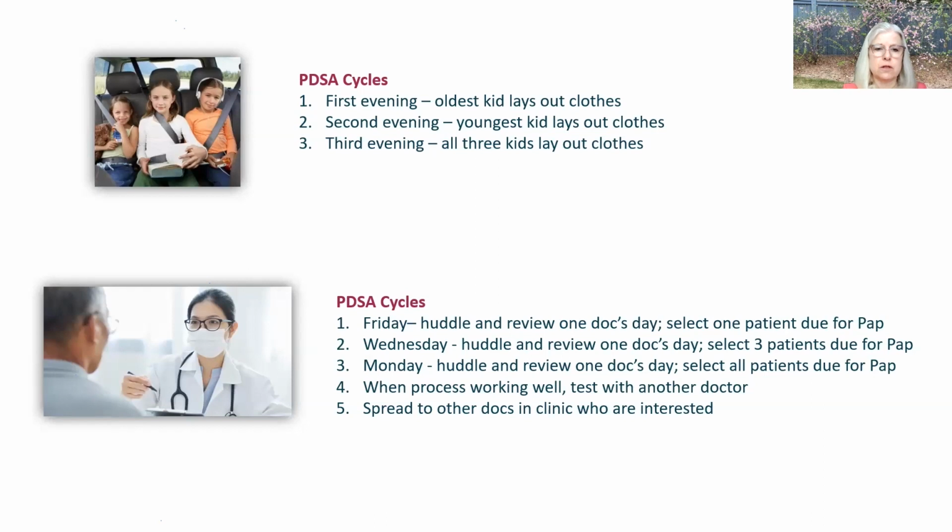So maybe for the girls, you want to do really tiny PDSA cycles. So the first evening, just the oldest girl lays out her clothes. The second evening, maybe the youngest kid lays out her clothes, because maybe the oldest kid doesn't really care what she wears and she grabs clothes in the morning and she's not causing any delays. Maybe the youngest daughter is really picky about what she wears and changes her mind, and she's the one that's causing the delays in the morning.